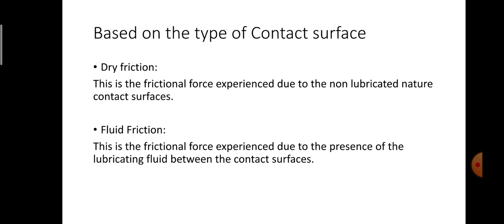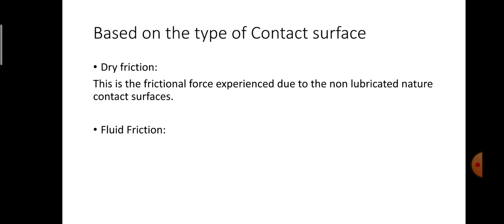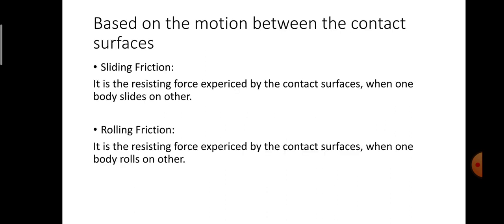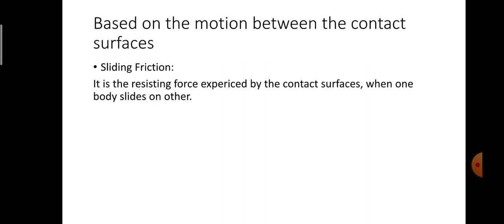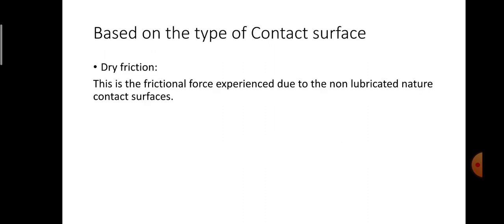So this is all about the definition of friction, important terminologies used in the concept of friction, as well as the classification of friction: based on the contact surface, based on the motion between the contact surfaces, and also based on the state of rest and state of motion. This is how we are going to state the concept of friction.